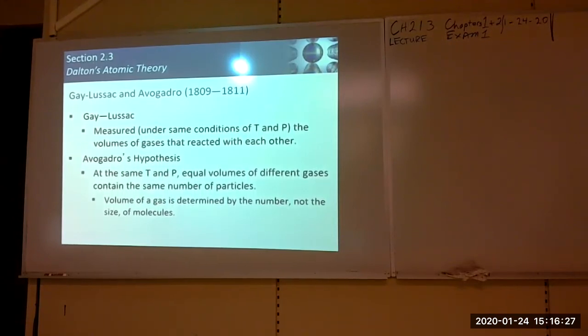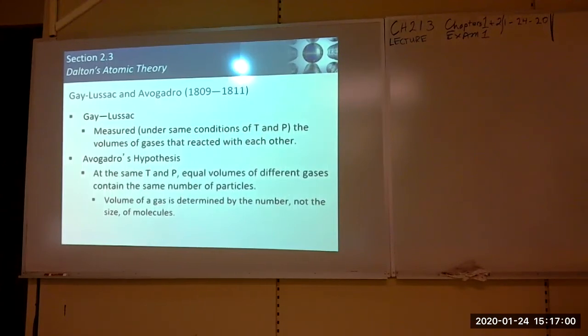Gay-Lussac did work before Avogadro. Avogadro's work was based upon Gay-Lussac, but Avogadro took it further. Gay-Lussac, probably a Frenchman, measured the volumes of gases that came out of reactions. And he changed conditions, temperature and pressure, and saw what consequence there was from that reaction.